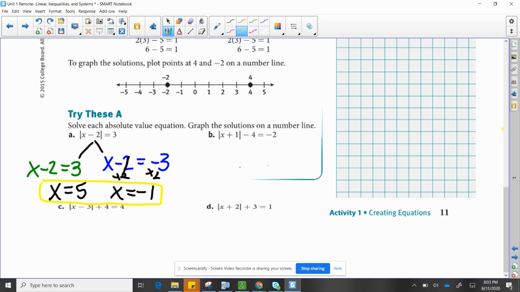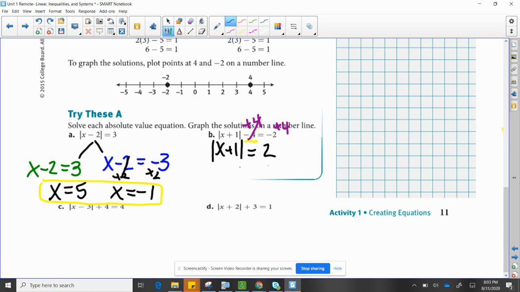Okay. Let's go through B. So we have to look at, is our absolute value isolated already? Well, I see a minus 4 out there, so no, it is not. I'm going to go ahead and add that 4 over to get it on the other side. That way now my absolute value is all by itself. Negative 2 plus a 4 is going to give me positive 2.